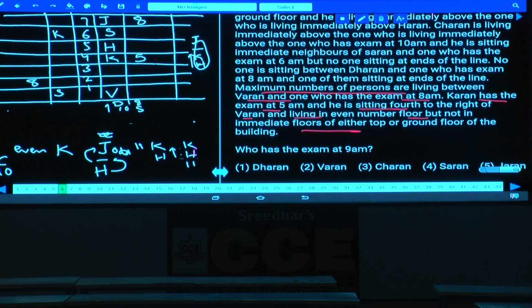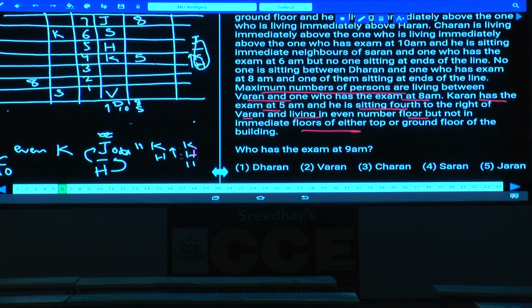As of now we have the information J, H, S, H, K. Now who are the persons left out? Two more persons. C is one person. Then who is the other person here? C is one and another one is D, C and D.